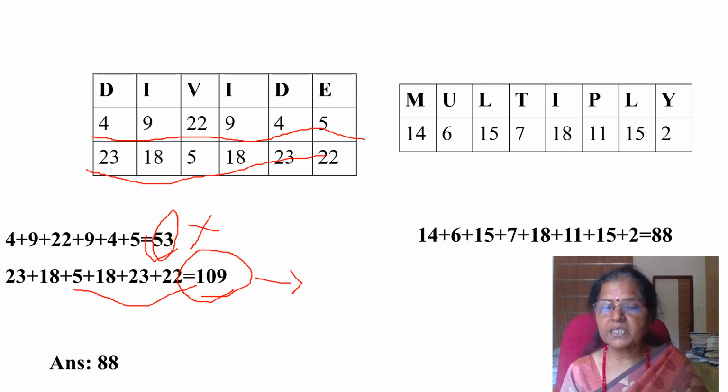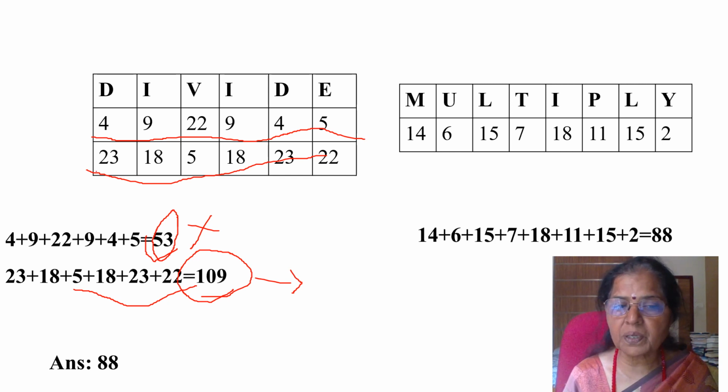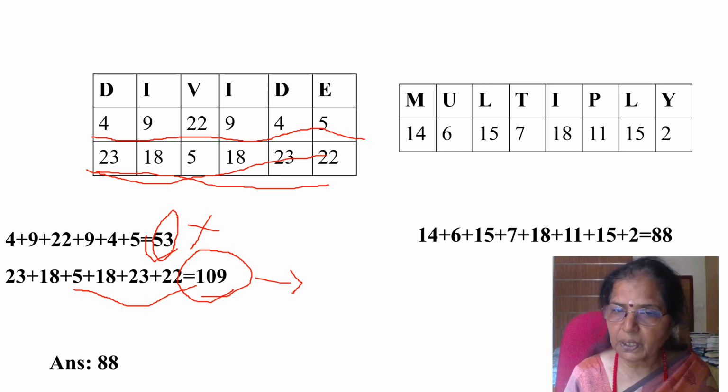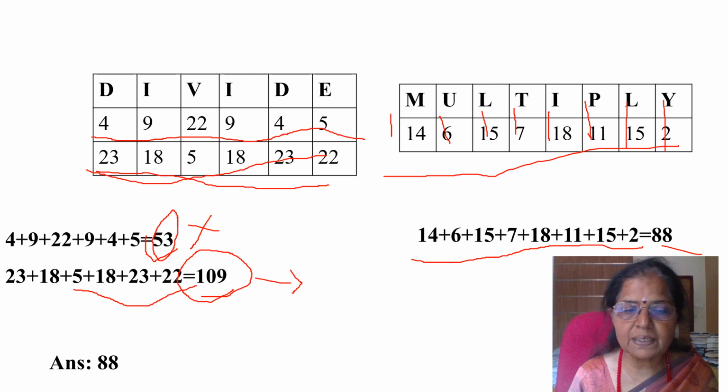So what is given in the question? The code word for divide is 109. So how did they get it? By adding all the reverse order positions of all the letters. So apply the same pattern to the word multiply. You write the word, spell it, multiply, and copy only the reverse order numbers: 14, 6, 15, 7 for T and 18 for I, 11 for P and 15 for L and 2 for Y. Then add all these numbers. We are getting 88. So the answer is 88.